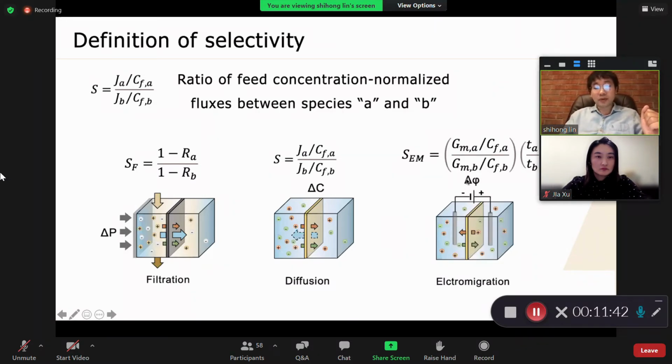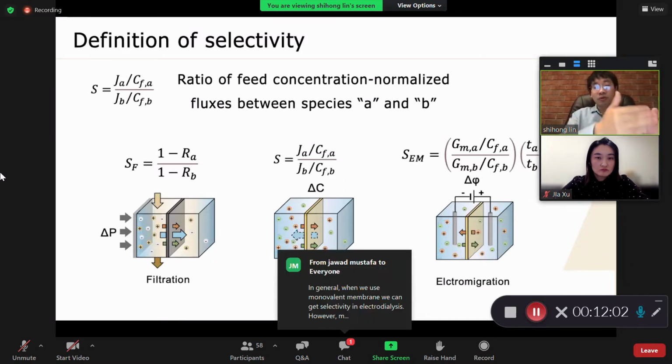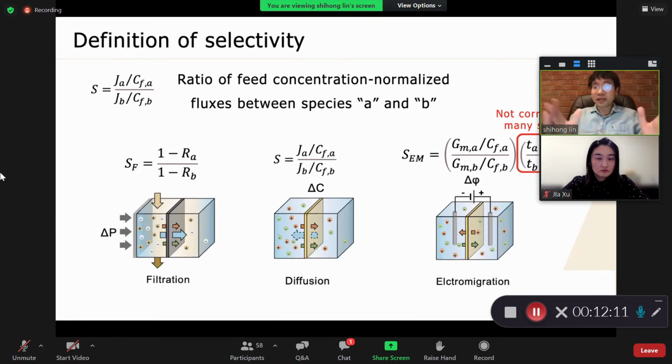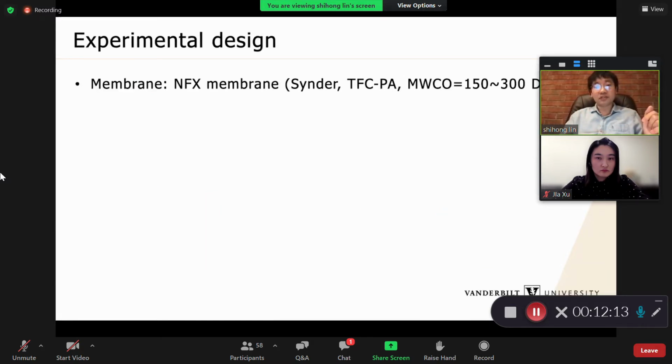While for electromigration experiment, it's slightly more complicated. Basically, we need to compare the concentration normalized conductance for the two different species. And then we also need to correct that using the transference number, which basically quantifies the contribution of the movement of a certain species to the total current. So this correction is usually not performed in many studies, which may be okay for some of them, but it will lead to large deviation for the others.